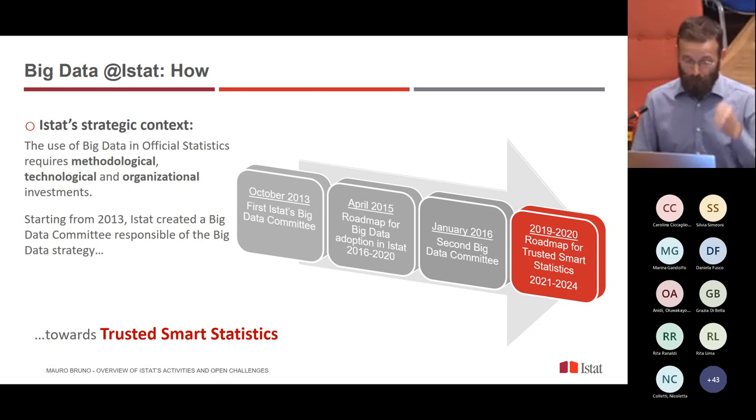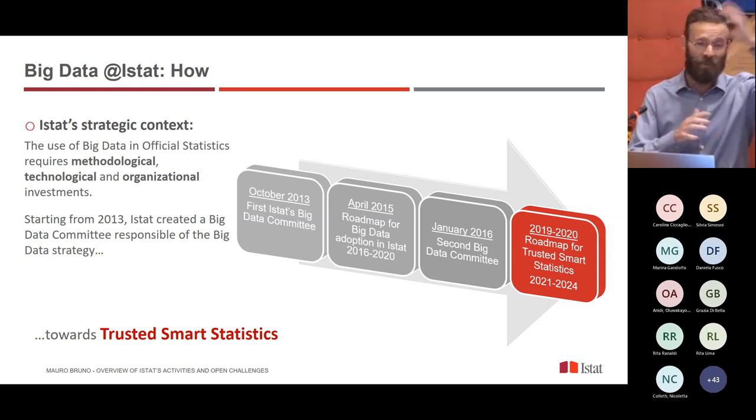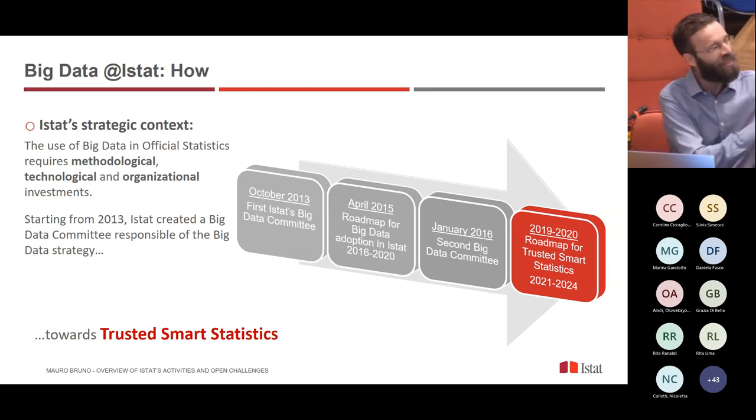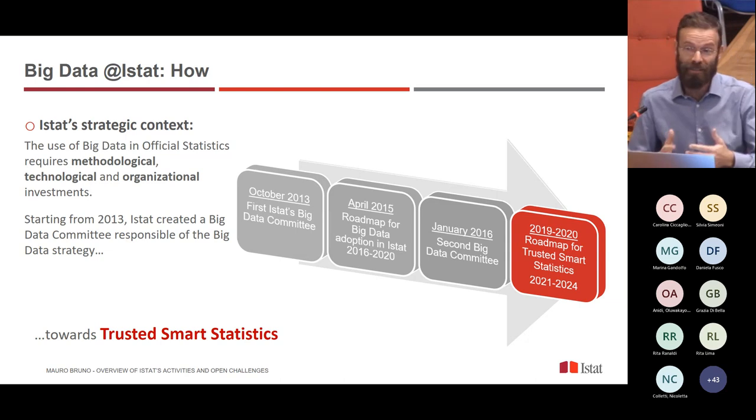And most important, today we have this trusted smart statistics. I would say a very high-level group which contains top managers of Istat, and somehow their goal is to provide a roadmap, which is shifting over time, and guides at a strategic level investments in the context of big data. And this is the how.